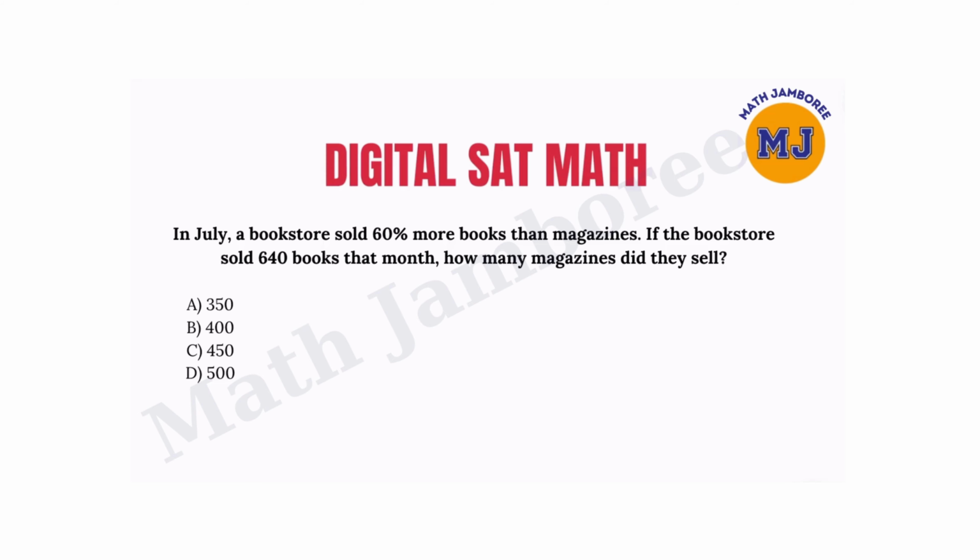So let's solve this question. In July, a bookstore sold 60% more books than magazines. If the bookstore sold 640 books that month, how many magazines did they sell? A is 350, B is 400, C is 450, and D is 500.